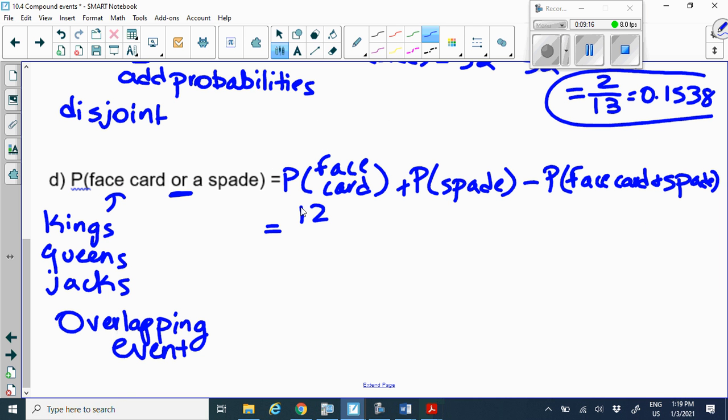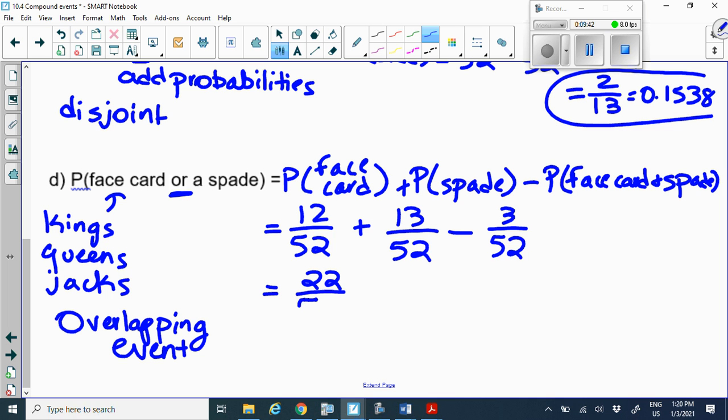So face cards, we have 12 total out of the whole stack. With the spades, there are 13 total of those. And being face cards and spades, there's only 3 of those. So remember, when you're doing these calculations, because they all have the same denominator, all we have to do is either add or subtract our numerator. So we have 12 plus 13 minus 3, and that gives us 22 over 52.